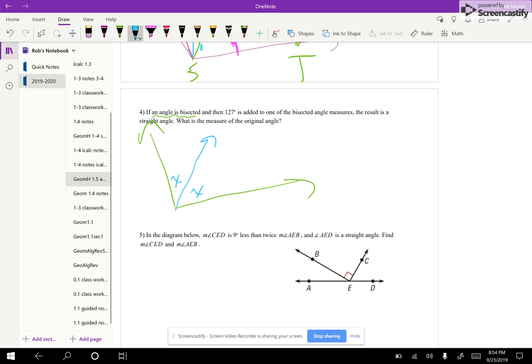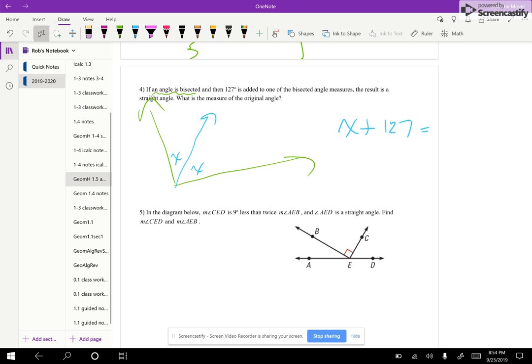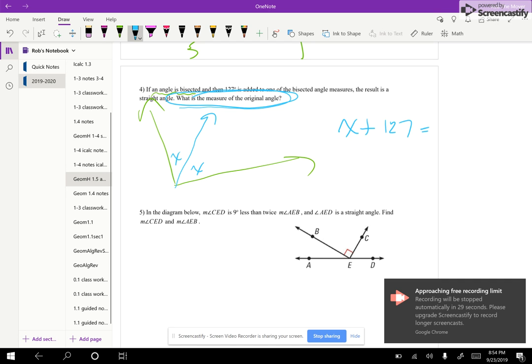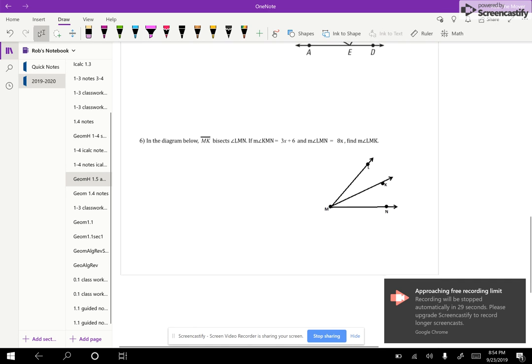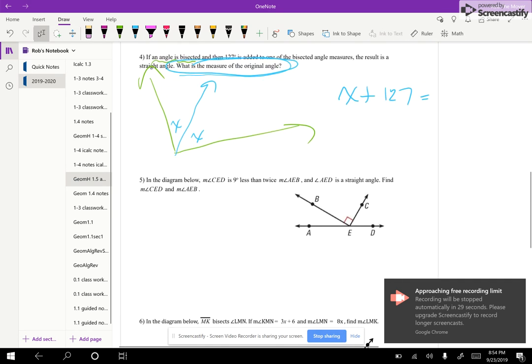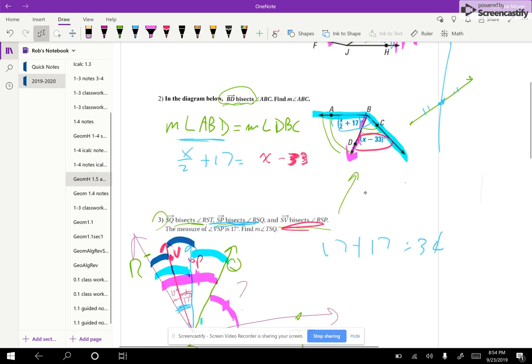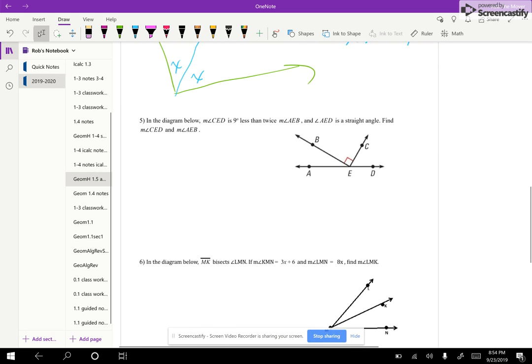Okay, so we're saying that X plus 127 equals a straight angle. So figure out what a straight angle is. You're going to plug it in there, and then now that may not answer our question at the end here. What is the measure of the original angle? Okay, so that should give you a good start on some of these. Some of these may be a little bit more difficult at the end, but hopefully you got some equations here and some ideas to start through this assignment.